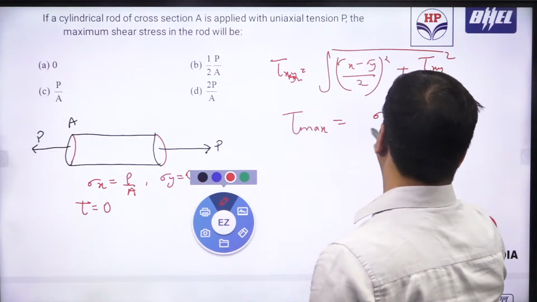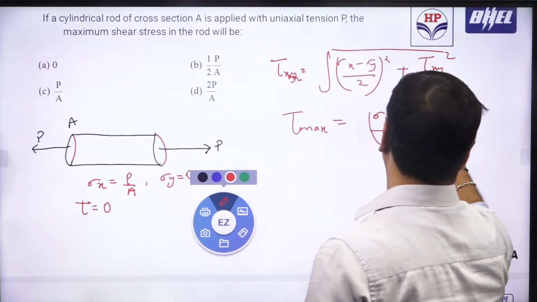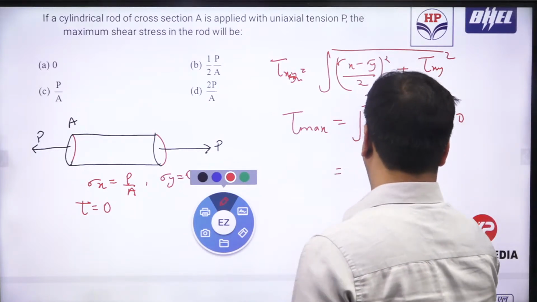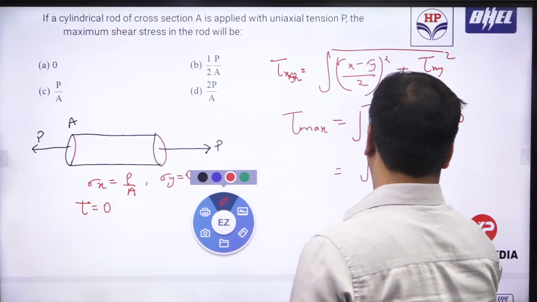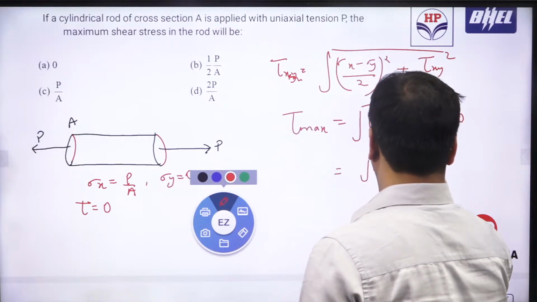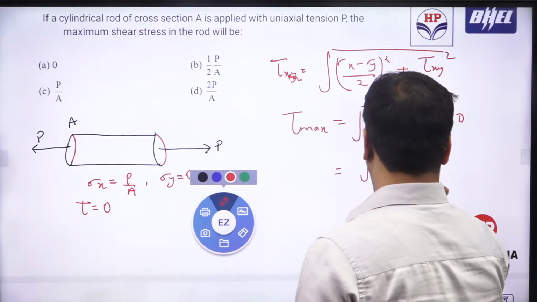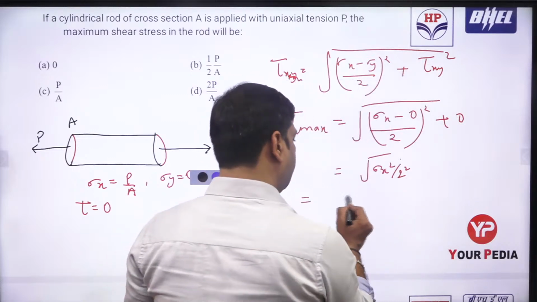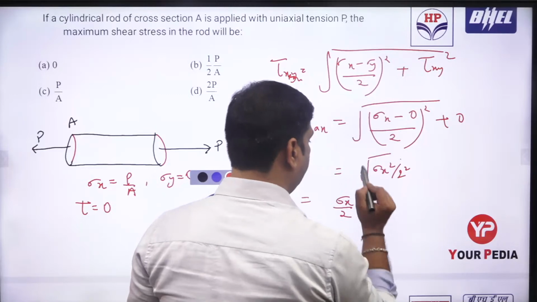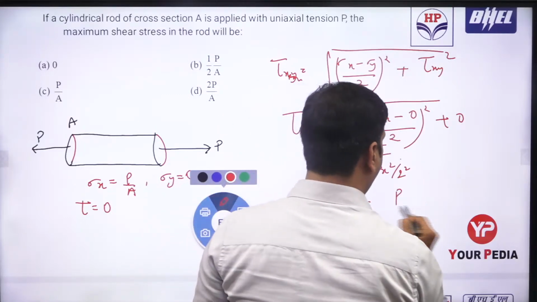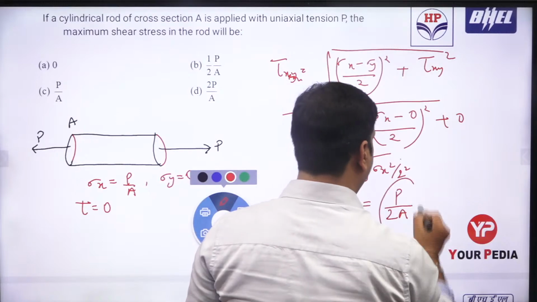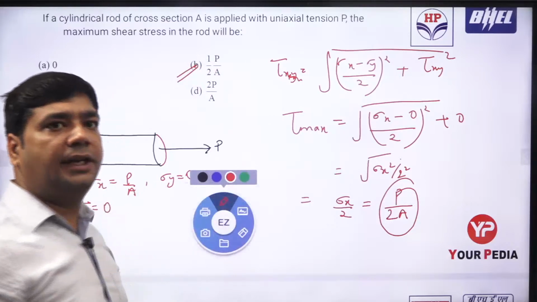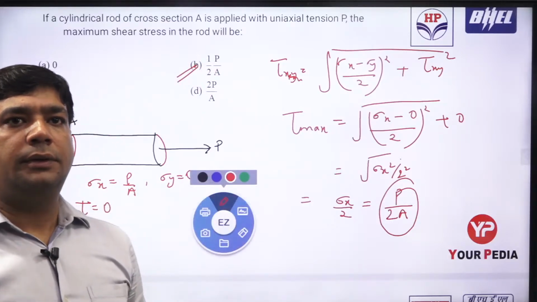That is minus 0 divided by 2 का square plus again 0 root के अंदर. So this came to be sigma x square root के अंदर divided by 2, 2 का square. So from here you can just see that it is sigma x divided by 2, which equals P by A. So the 2 also comes. So the answer is P by 2A. That is the answer. B is correct. Is this clear to you? Okay.